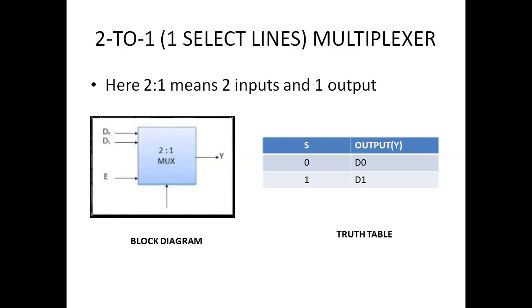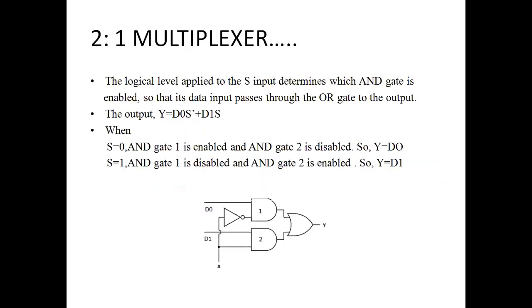So when select line is 0, at the output Y, the input will be D0. And when the select line is 1, at the output Y, the input will be D1. This truth table shows this only. So what is a 2:1 multiplexer? The logical level applied to the S input determines which AND gate is enabled so that the data input passes through the OR gate to the output.